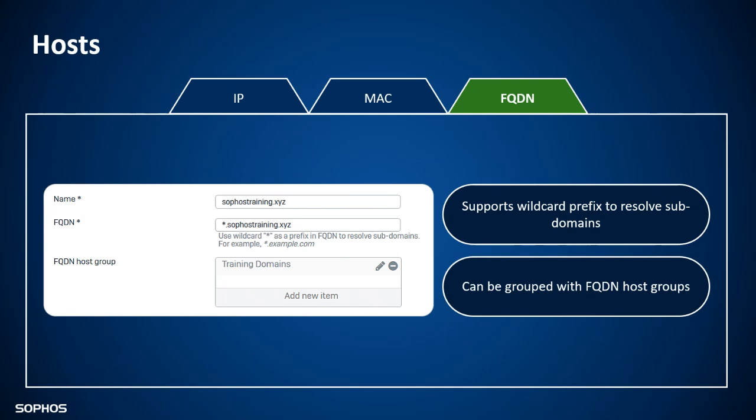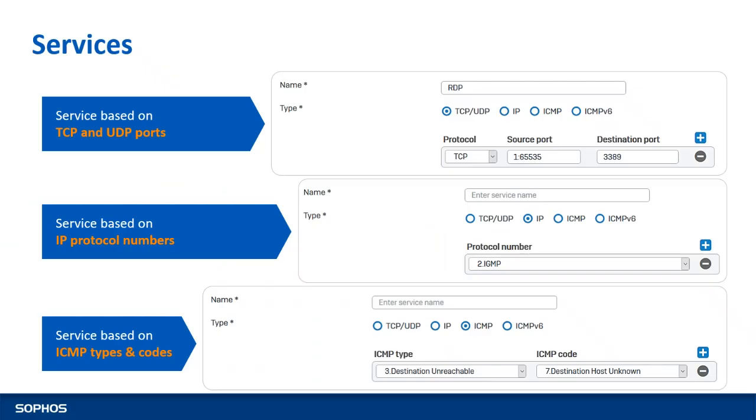FQDN hosts are used to define fully qualified domain names. These host objects can include a wildcard prefix for resolving subdomains, for example, sophos.com. FQDN host groups allow you to create a collection of FQDN host objects to further simplify the use of objects in rules and policies.